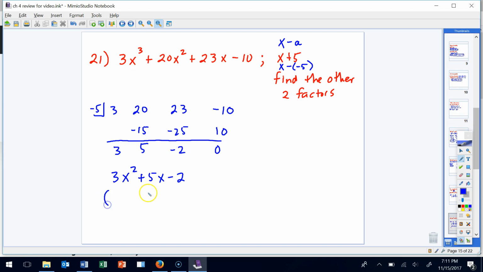Okay, so you could use the box method here. There's not a whole lot of options though. I don't think the box method is really worth it, because to get 3x squared, you're going to have to do 3x and x. And we just need to put the factors of -2 in the other spots. To make 5x, that would have to be plus 2 here, because that's 6x, and then minus 1 here. So the other two factors are 3x minus 1 and x plus 2. And that is your answer for number 21. It starts with synthetic division, and then you factor the resulting polynomial.